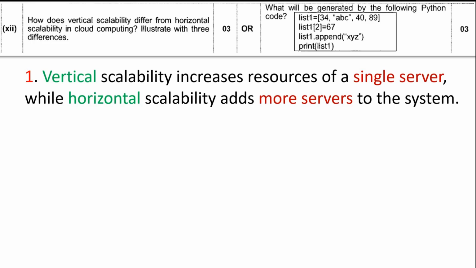Number one, vertical scalability increases the resources of a single server. You have a single server and you are putting more load on it. While horizontal scalability adds more servers to the system. In horizontal, you are putting in more servers. If you have more servers, the load can be distributed.